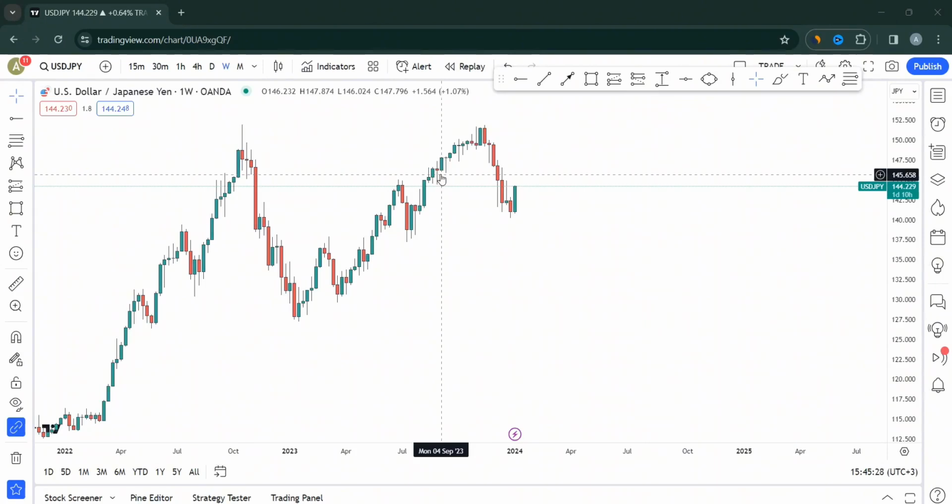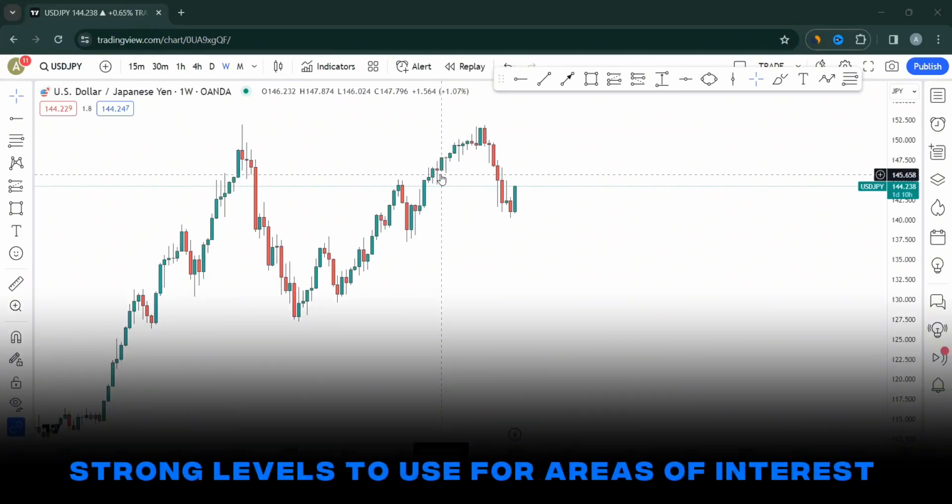Sometimes we mark those levels to look for these opportunities, but then the market ends up either making false breakouts or even breaking through them with ease, and then we end up losing money. So in this video today, I want us to identify those exact levels that can hold, that are very strong, that you can use for your areas of interest.